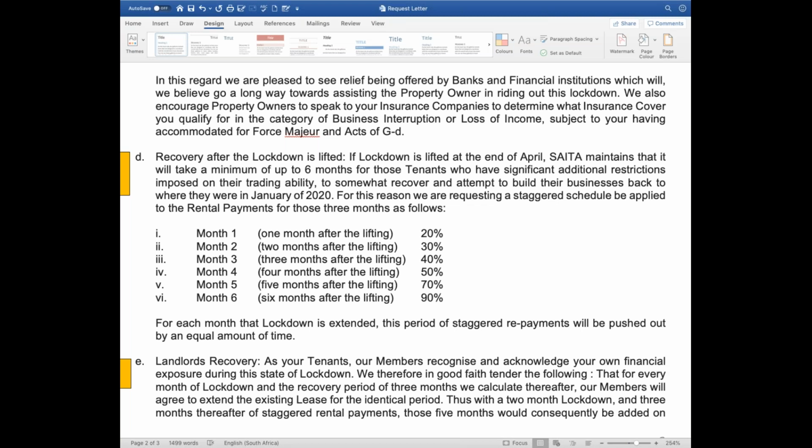I don't know if Ivor knows the centre, but the Cape Quarter Centre is, I think we've mentioned it once or twice, but I would say it's about 60 to 70% tourist based.